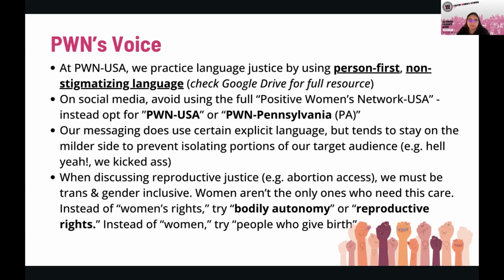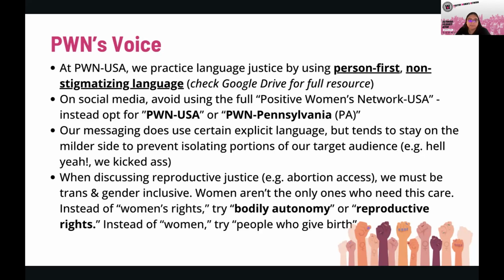One general tip is when you're on social media, we try to avoid using the full Positive Women's Network USA spelled out, just because you have limited character spaces on Twitter, for example, and it's just a lot of text and it makes it feel a little too overwhelming sometimes. So we instead opt for just PWN USA, or for example, for a chapter, PWN-Pennsylvania or Colorado or Texas.